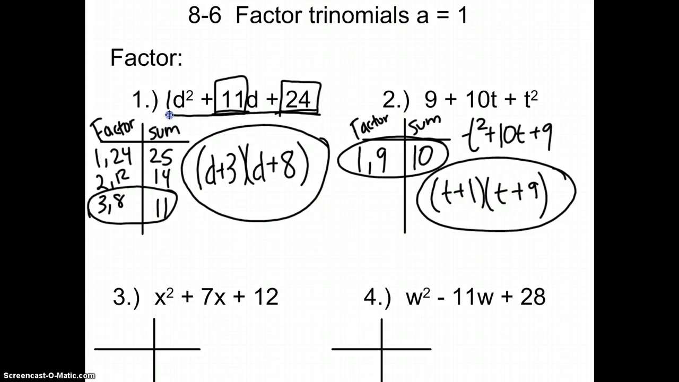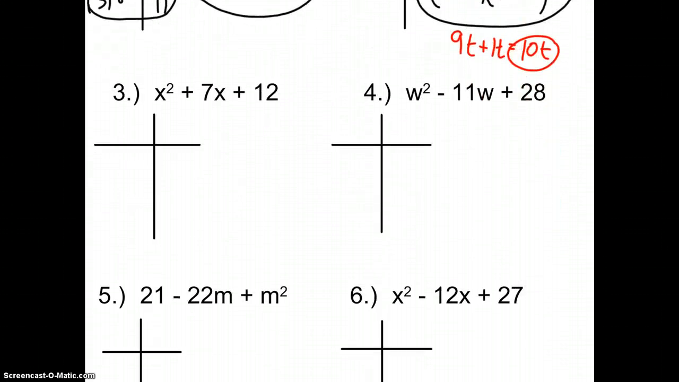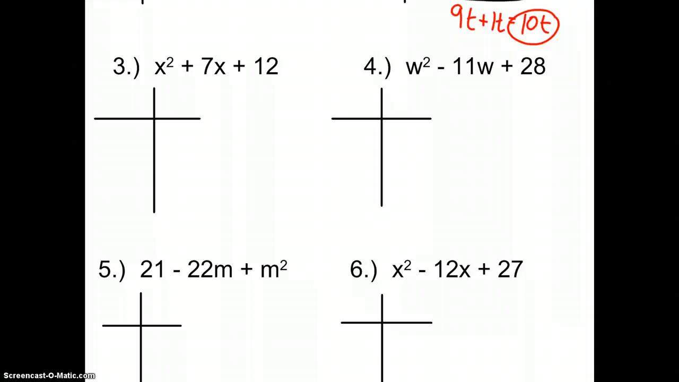And we can check these by using the O and the I of FOIL, so the outer and the inner. 9t plus 1t would give us 10t. And we look to see if it matches the middle term, and it does, so our factoring is correct. Number 3, I want you guys to try on your own, so pause the video and work it out. And you should come up with the factors x plus 3 and x plus 4.